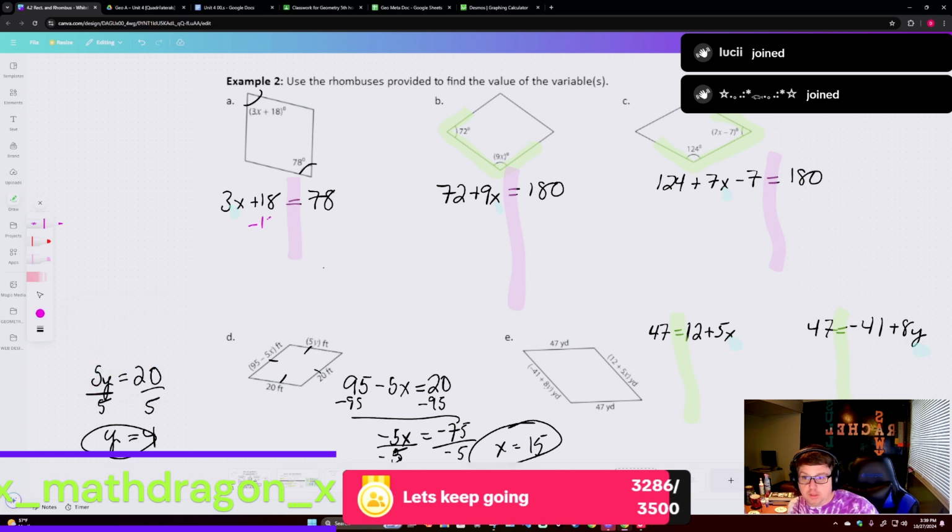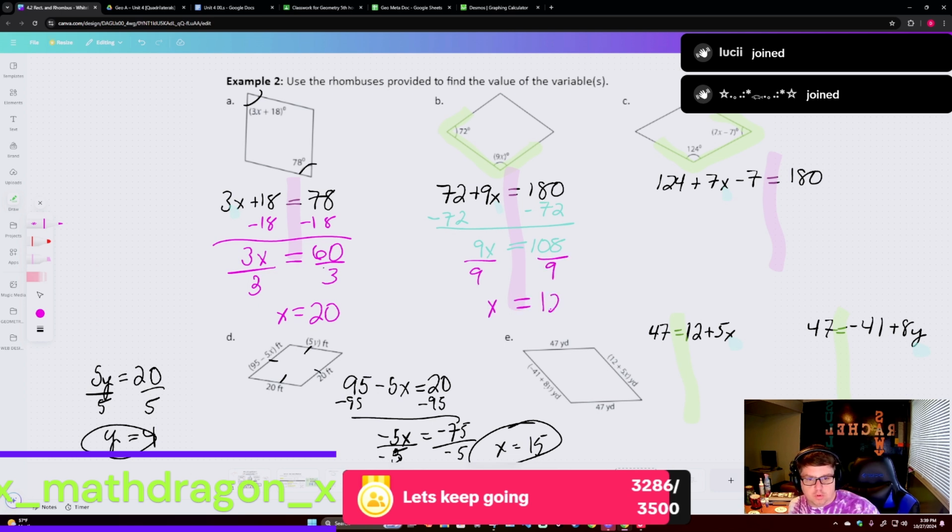But, I mean, that's what geometry is, just setting up and solving. So x equals 20. And just continue to solve these out. 108 minus 72 is just going to be... 9x equals 108. Divide by 9. X equals 12.